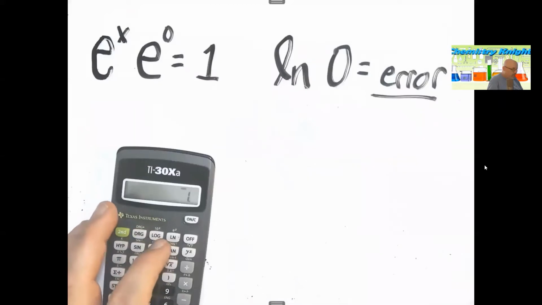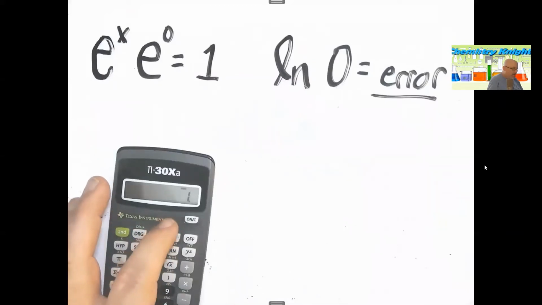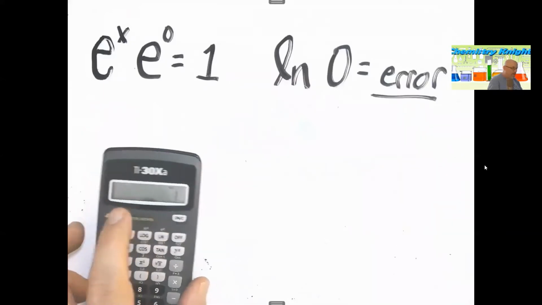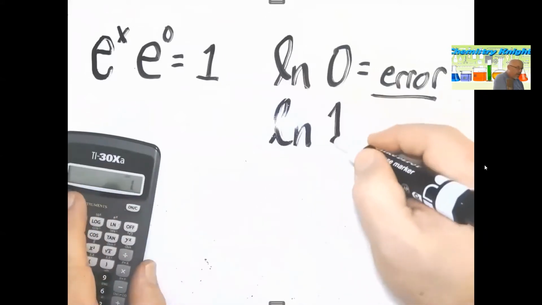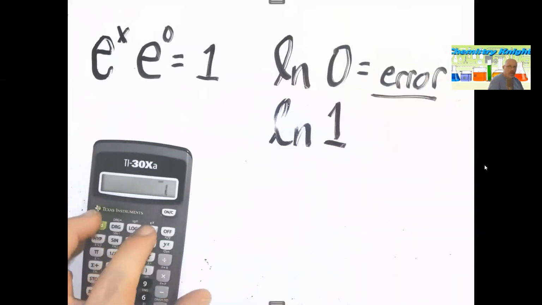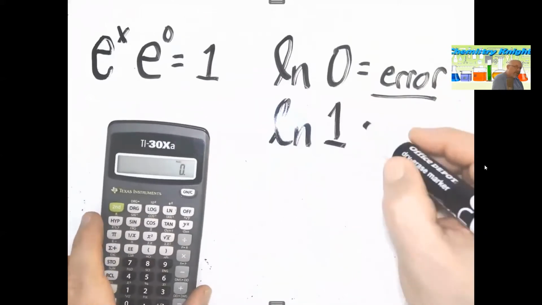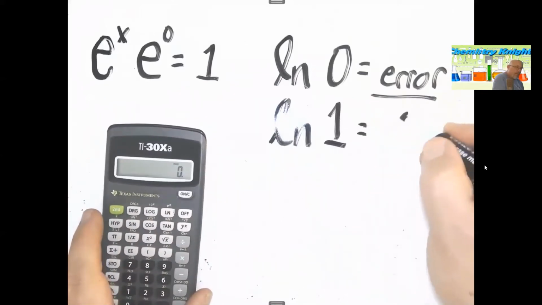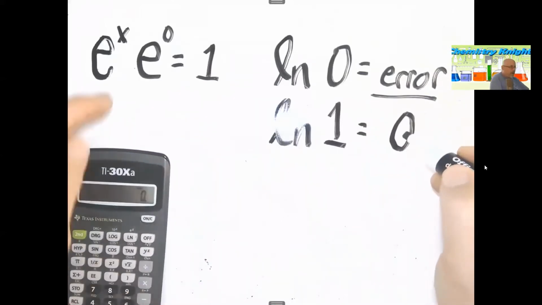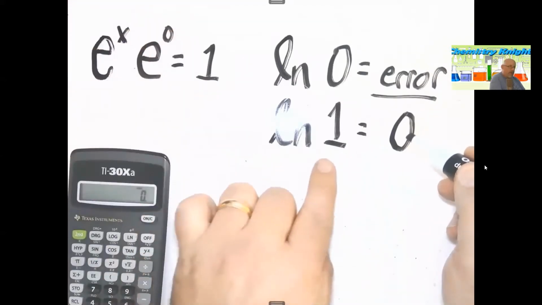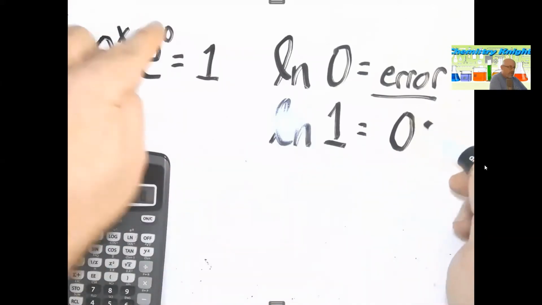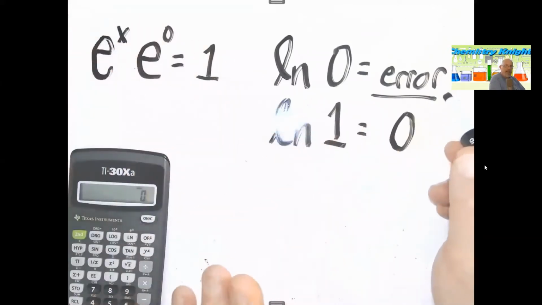But what happens though if I take the natural log of 1? So I've already got a 1 here. Let's press the natural log key. Oh, it's not an error, but it is 0. So I got a 0 here, and I got a 0 over there. E to the 0 is 1, and the natural log of 1 is 0. 0, 0, 1, 1. That's kind of like a mirror image. They're kind of reflecting each other.